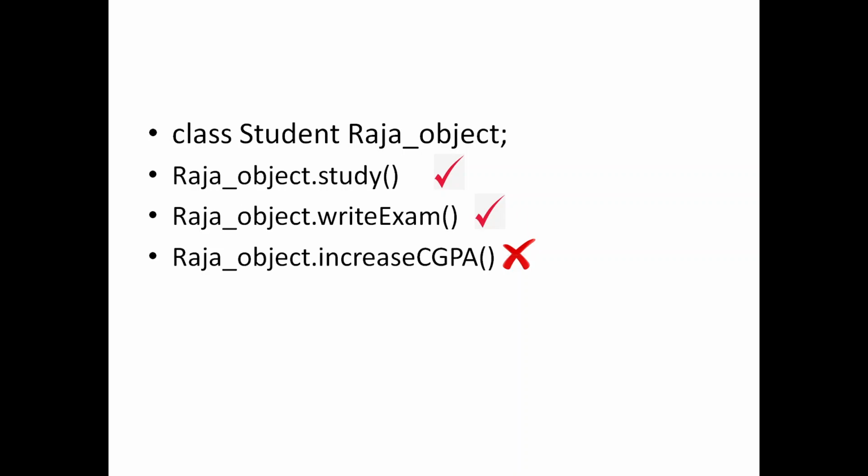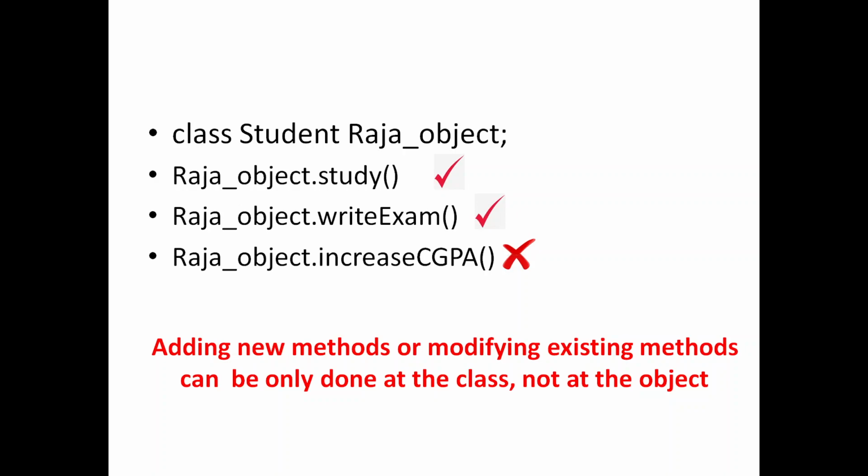You can't directly do it at the object level because an object is a finished product. You can't make any change to an object. Changes are only acceptable at the class level. That's what this point is reiterating: adding new methods or modifying existing methods can only be done at the class, not at the object.